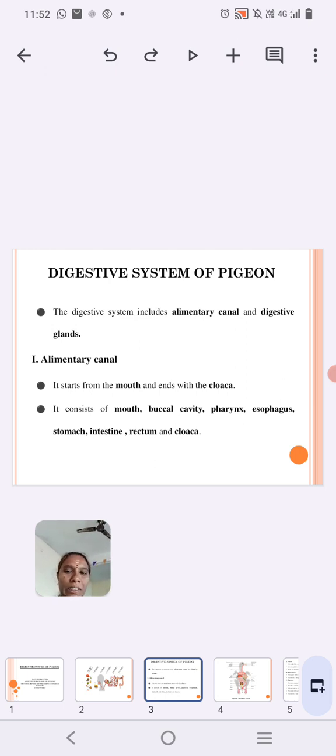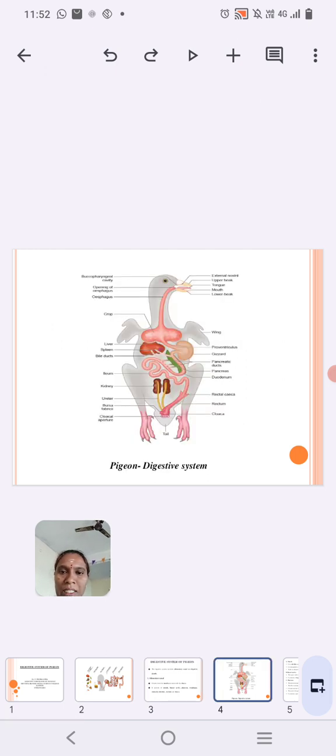The alimentary canal starts from the mouth and ends with the cloaca region. It consists of the mouth, buccal cavity, pharynx, esophagus, stomach, intestine, rectum and cloaca. This image shows the digestive system of pigeon. Like that, it starts from the mouth and ends with the cloaca region. Some digestive glands are involved in the digestion process.